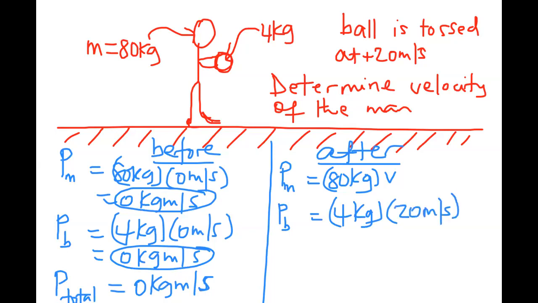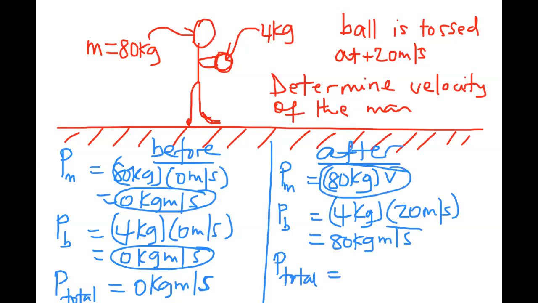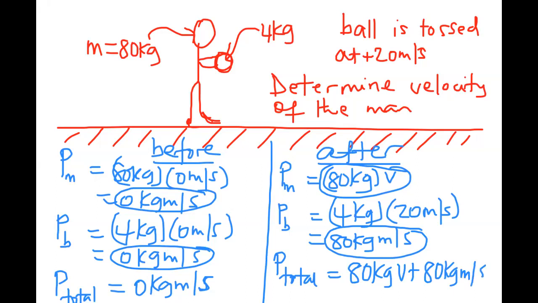So positive that. That gives us 20 times 4, it's 80 kilograms meters per second. The total here, P total, will be this plus this. That's the total momentum after collision. So that gives me the total momentum. So I'm going to write it like this: 80 kilograms times V plus 80 kilograms meters per second.